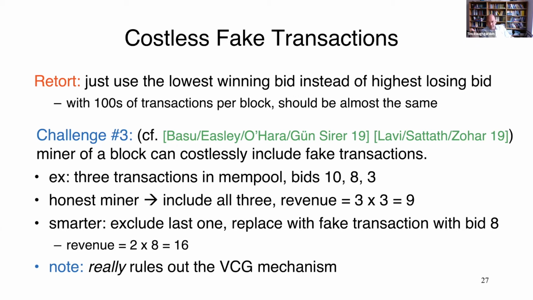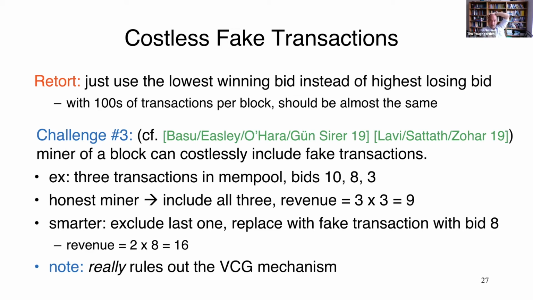That would be the approximate version of the VCG mechanism that we discussed. But if I'm this miner, why don't I just make up a new transaction where the transaction fee is 8, and then include in the block the real transactions 10 and 8, and the fake transaction that I created with bid 8? So that's now the common price charged to everybody: 8.